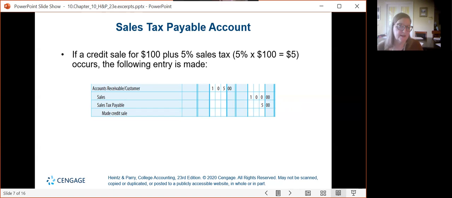At the time you're making that sale, you're increasing the sale, you're increasing the liability to the government, and you're increasing either your cash or your accounts receivable. When you increase cash or accounts receivable, of course, you're going to debit, because those are asset accounts. So that's just telling you why this journal entry makes sense.